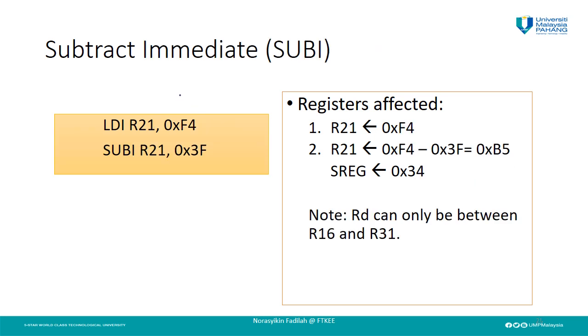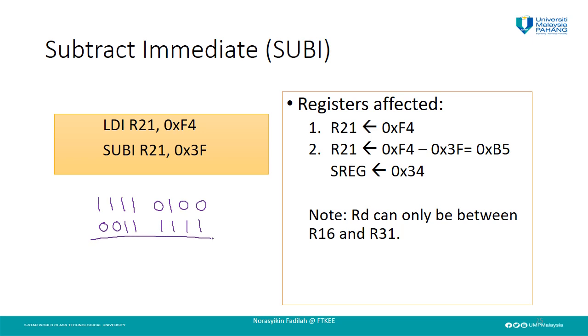And then we have subtract immediate. For subtract immediate, we want to subtract the register content with an immediate value. So now we want to subtract 3F. F4 is 1111 0100, and then we have 3F, 0011 1111.